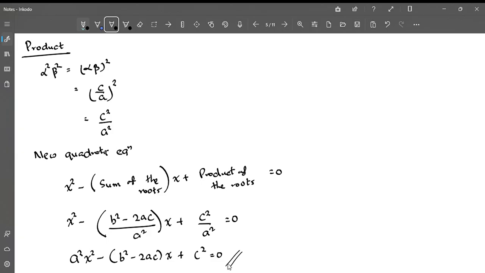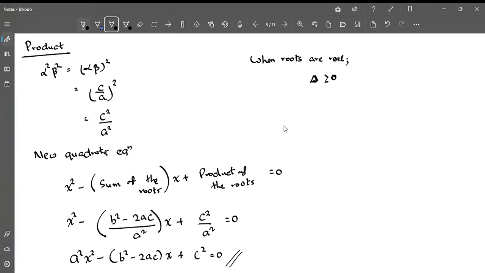Next part, show that the roots of the new quadratic equation are both real if and only if either alpha and beta are both real or alpha and beta are both purely imaginary. Okay. When roots are real, what is the condition? The discriminant should be positive or equal to 0.